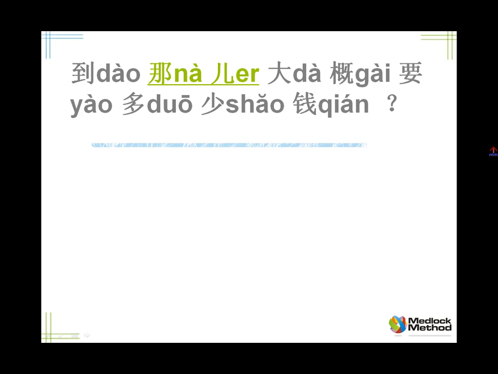So again, we'll use the same vocabulary as we used before. Ask me, about how much does it cost to go to the airport? 到机场大概要多少钱? Tell me about 20 kuai. 大概20块。 Obviously, you're quite close to the airport there.